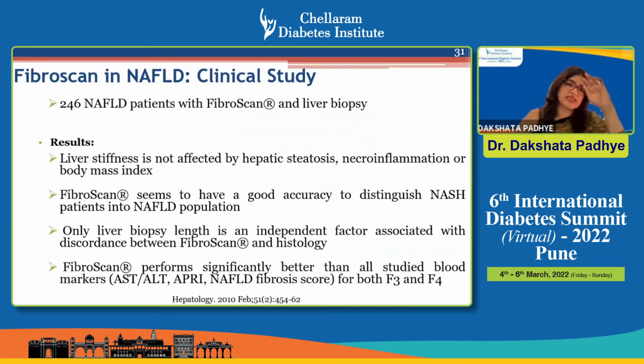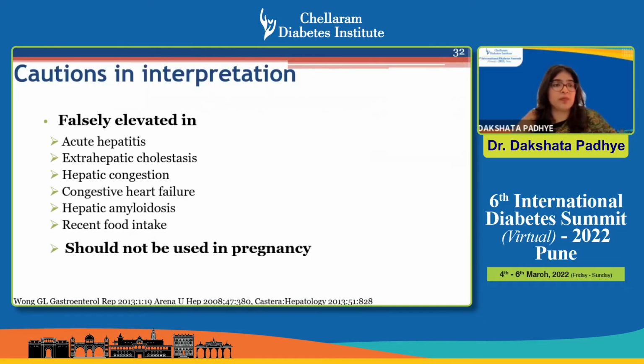Now, this is a clinical study in which 246 NAFLD patients with FibroScan and liver biopsy were studied. FibroScan seems to have good accuracy to distinguish NASH patients within the NAFLD population. And FibroScan performs significantly better than all studied blood markers or any fibrosis score at F3 and F4 level. So when fibrosis sets in, FibroScan has a better predictive value than the FIB score or NAFLD score.